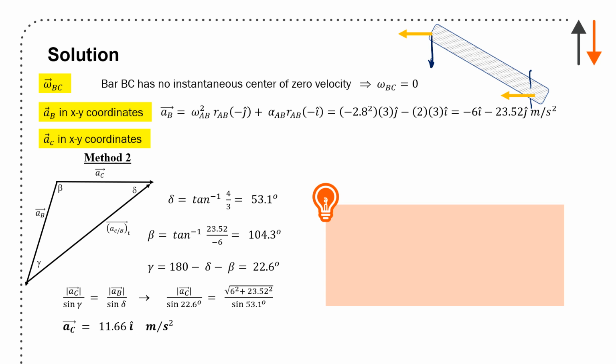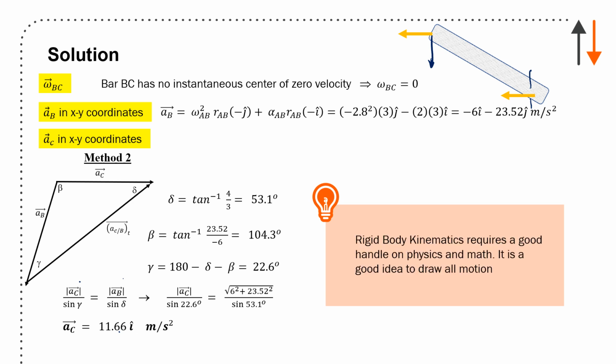But if you do this, you can use the law of sines, and from the law of sines, if you have AB and you have AC, then you can calculate AC with respect to B tangential, because AC with respect to B normal is equal to 0. So you have AC over sine gamma equals AB over sine delta, and you'll get the same result, 11.66 i.